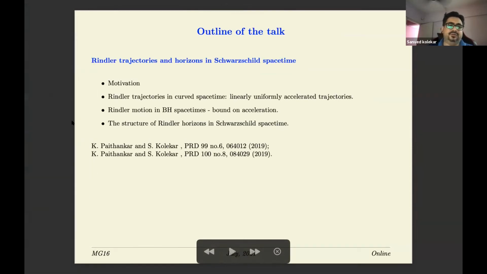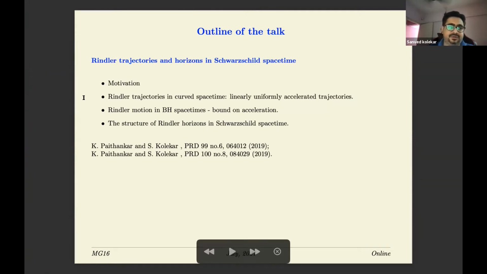So I'm going to tell you first the motivation, why I wanted to look at the so-called Rindler trajectories and horizons in the Schwarzschild space-time. And then I'll give a particular definition of how we define Rindler trajectories in a curved space. These will be basically linearly, uniformly accelerated trajectories. We are all familiar with the definition of uniformly accelerated, but in the curved space-time, I'll tell you that we'll need something more. Okay.